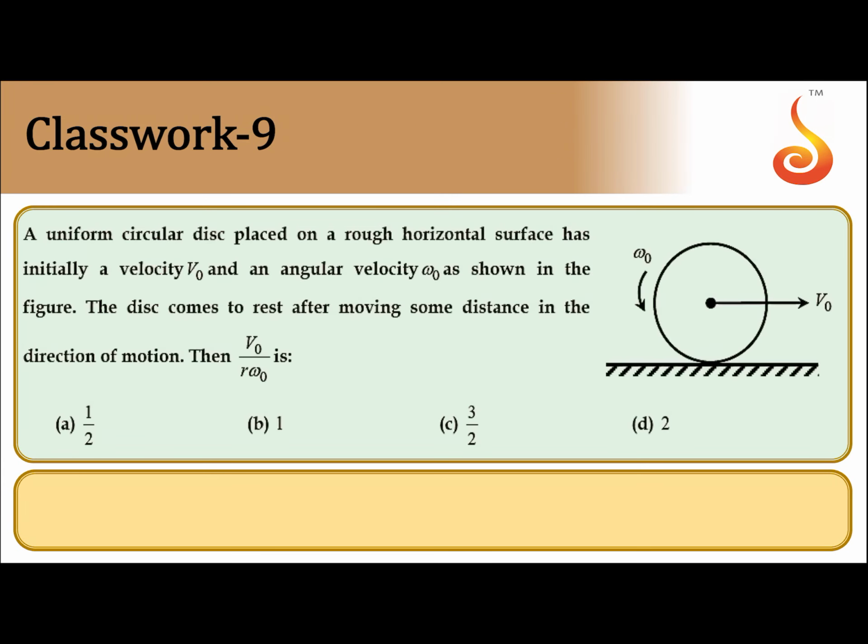Example 9. A uniform circular disc placed on a rough horizontal surface has initially a velocity v0 and an angular velocity omega naught as shown in the figure. The disc comes to rest after moving some distance in the direction of motion. Then v0 divided by r omega naught is? v0 is the initial linear velocity, omega naught is the angular velocity.